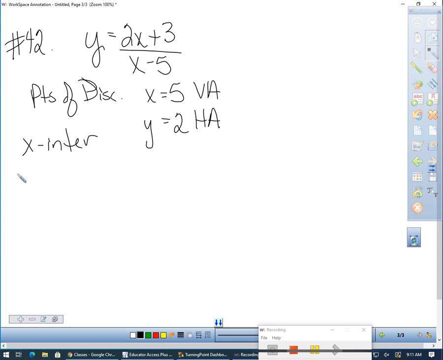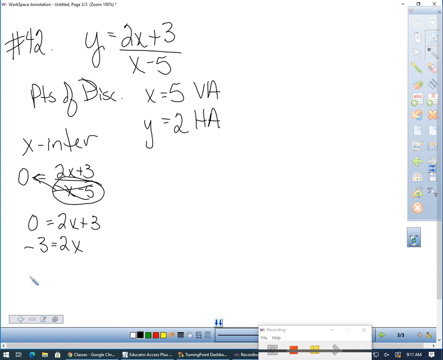Plugging 0 in for y, we get 0 equals (2x plus 3) over (x minus 5). If we multiply this over to 0, it cancels out. So we have 0 equals 2x plus 3. Subtracting 3 over, I have negative 3 equals 2x. So x equals negative 3 halves, or the point negative 3 halves, 0.